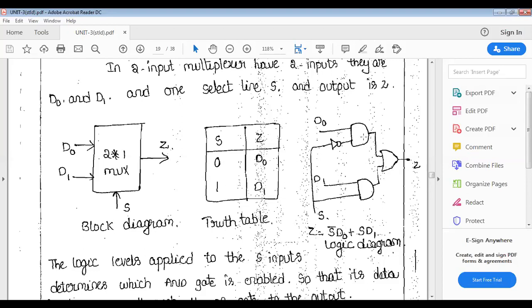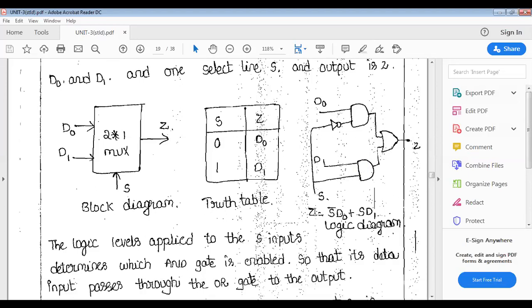Using this Boolean function, the logic diagram is drawn with 2 AND gates, 1 OR gate and 1 inverter, which is the inverter for S. When S is equal to 0, the inverter output is 1, so the first AND gate is enabled and the second AND gate is disabled. Then we get Z equal to D0 only. When S is equal to 1, the inverter output is 0, so AND gate 1 is disabled and AND gate 2 is enabled.